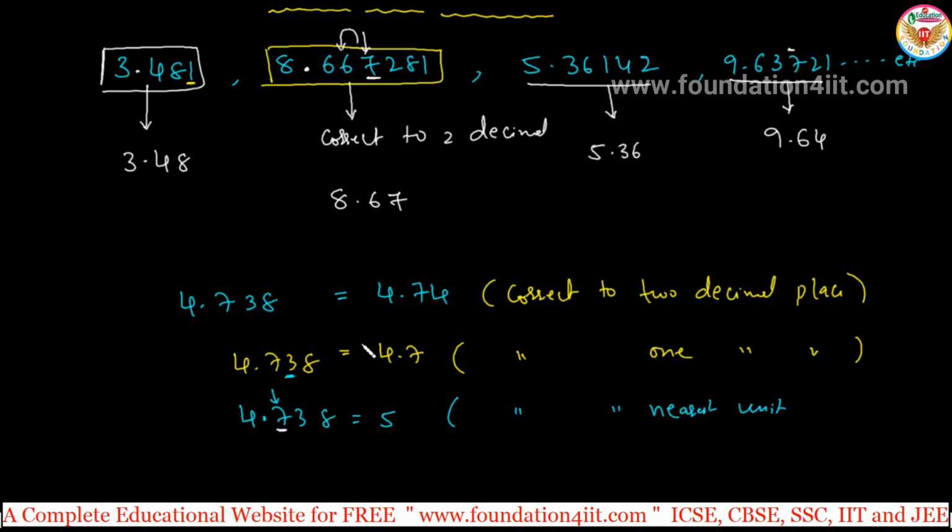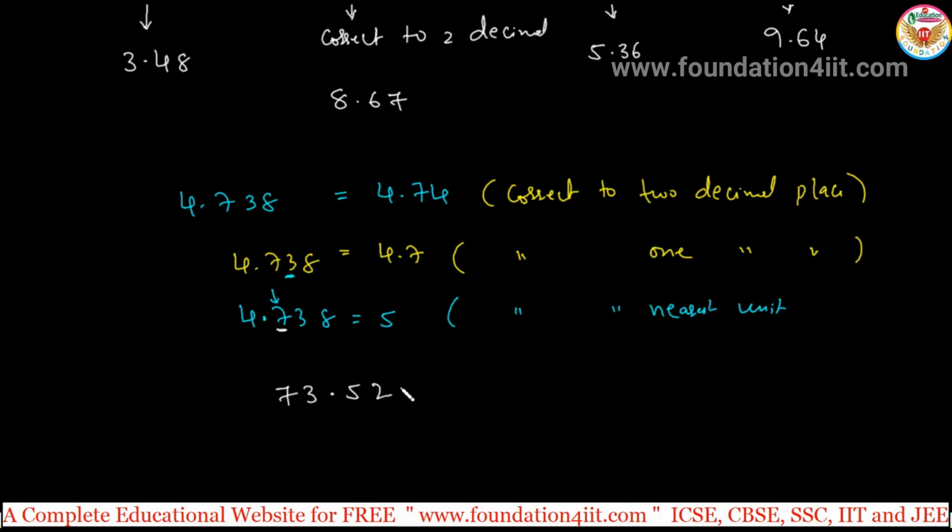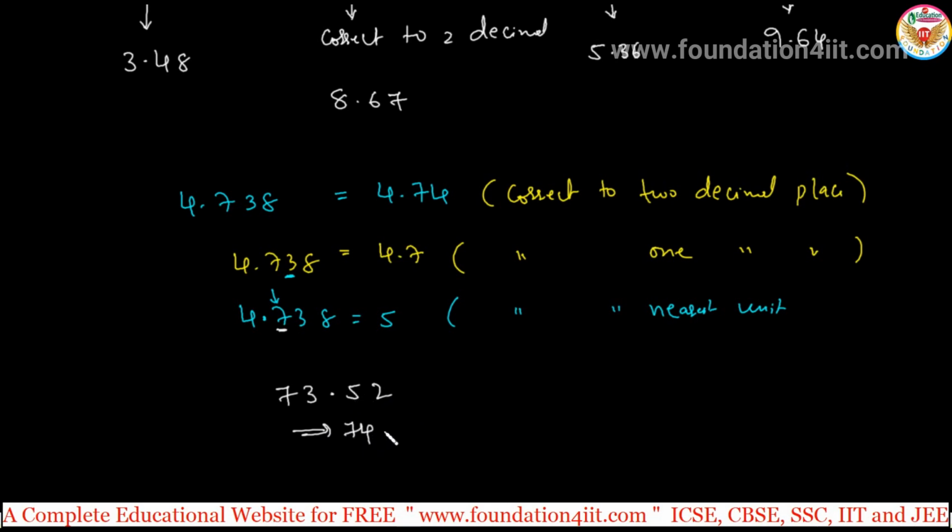Now this is correct to decimal places. They may also mention the nearest whole number. For example, 73.52. This is correct to the nearest whole number. Nearest whole number means after the point, if it is 5 and above, increase the previous. So it becomes 74.